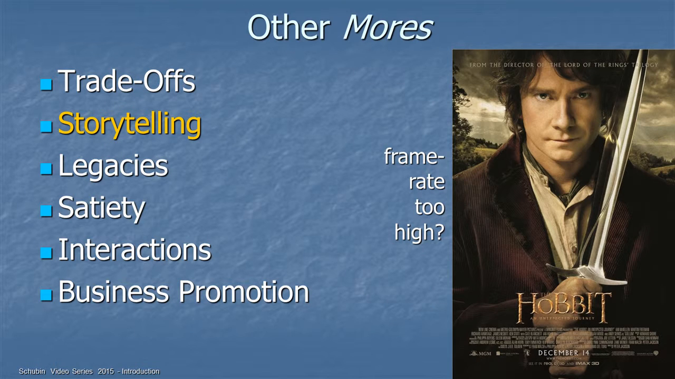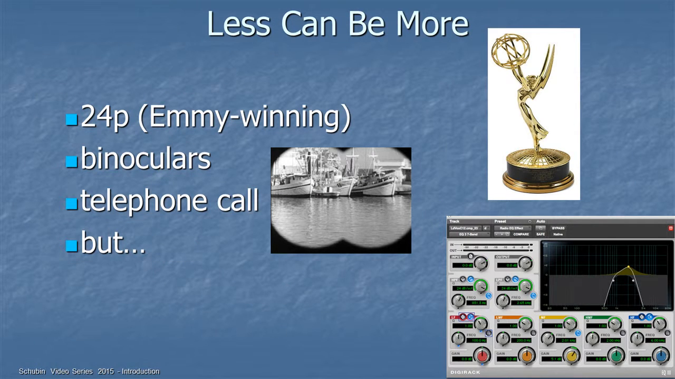I put up a poster of The Hobbit here because there's been a big concern about the frame rate on The Hobbit. I'll talk about that in a moment. But in storytelling, less can sometimes be more. So the concept of 24p, that's 24 frames per second progressively scanned, won an Emmy Award. And that's actually lower frame rate, or lower images per second, than traditional television, which is either 25 frames per second or 50 images per second in Europe, or 30 frames per second and 60 images per second in the United States, sometimes 60 frames per second.